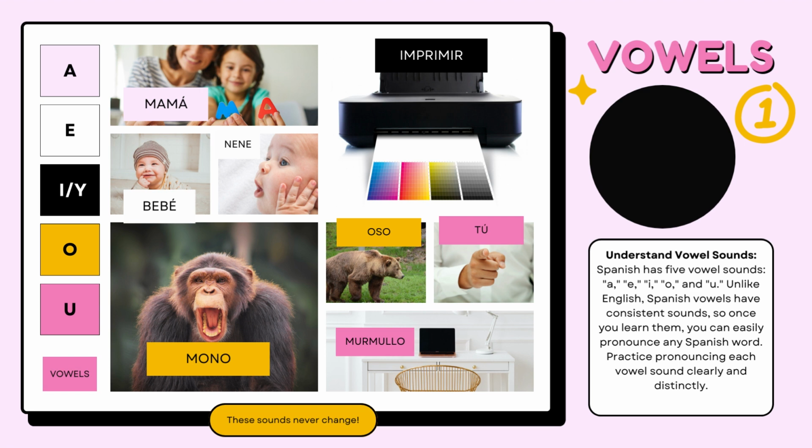O. Oso. Mono. Oso, a bear. Mono, a monkey. And finally, U. No you. Just like tú, which means you. Or murmullo, which means whisper. Those are your vowels.